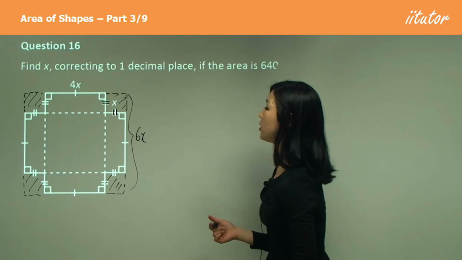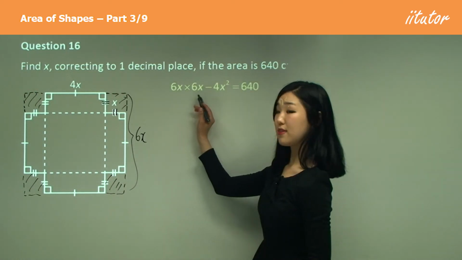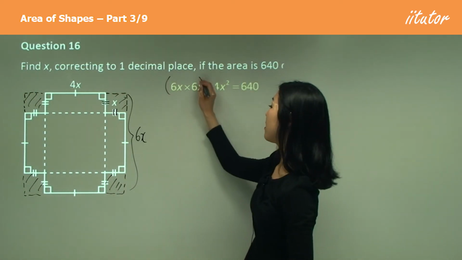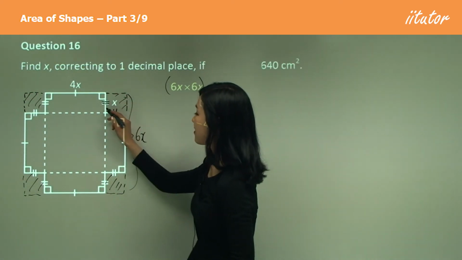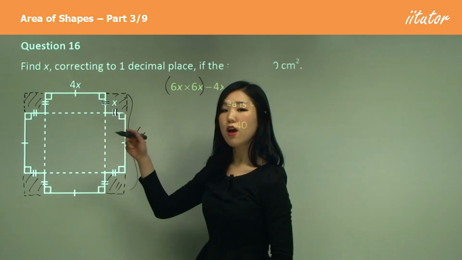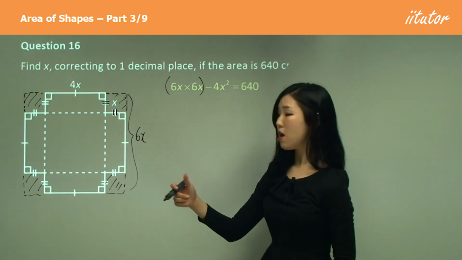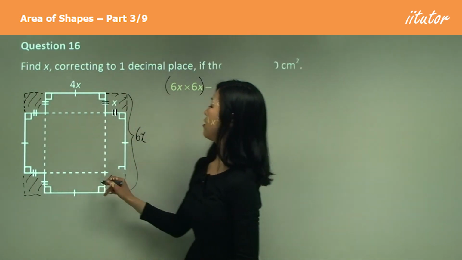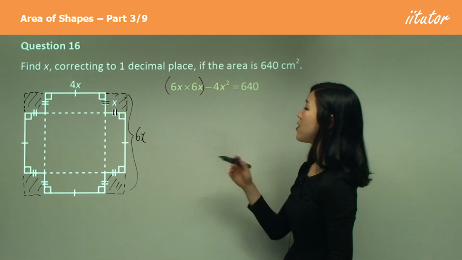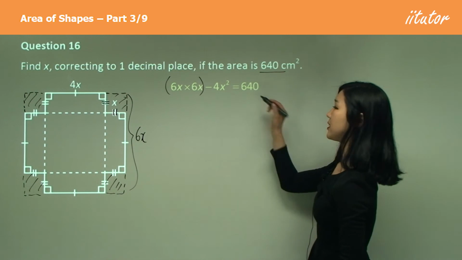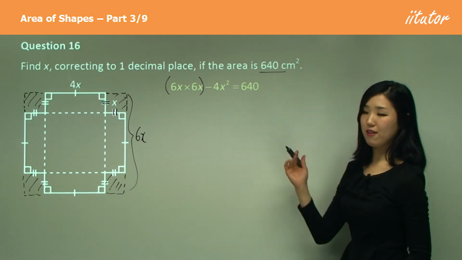So what I'm going to do is go 6x times 6x, that's my big square, and subtract away. Remember, these little squares have side lengths x and x. So the area would be x squared. But see how we have 4 of them? So I'm going to subtract away 4 times x squared. And we know that that should equal 640 because they give us the area.